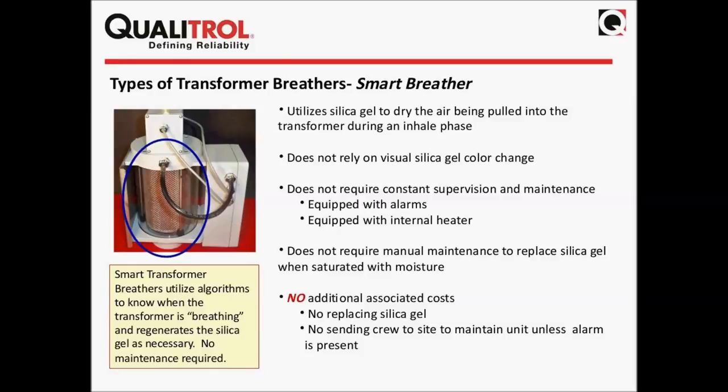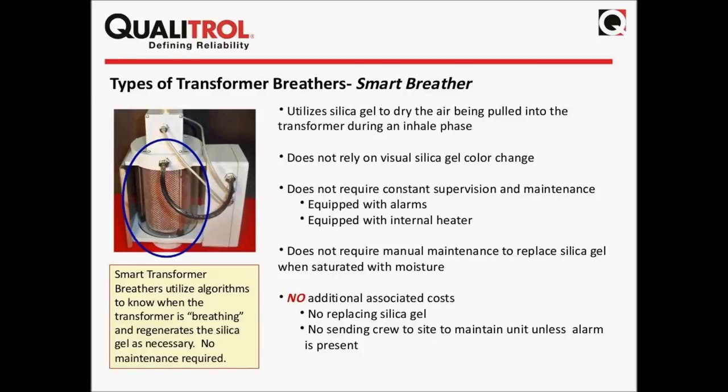The heater is going to turn on and it's going to condense the water inside of there and it's going to drain out the bottom. So the silica gel constantly regenerates itself. There's no need for anybody to go out there with constant supervision and maintenance and get rid of the silica gel and replace it. You use the same silica gel all of the time. They are equipped with alarms and an internal heater, which I just discussed, that will drive the water off of that silica gel.